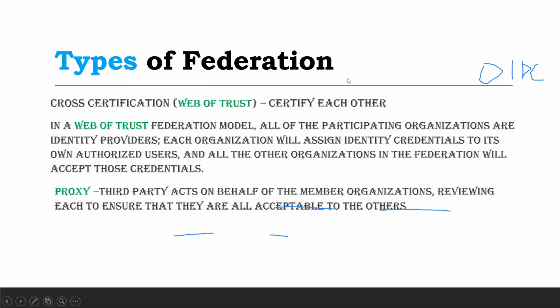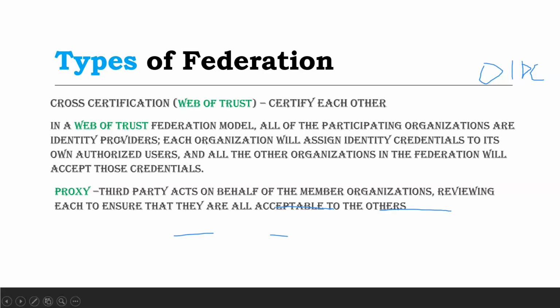So how does the trust happen? Either they certify each other, like they verify their ID, their address, their details, their GST number, their license. If they verify each other, it is known as cross verification. So in a web of trust federated model, all the participant organizations are identified. In the web of trust, there is who can perform as identity provider and who can perform as service provider. So if they verify each other, each party can work as identity provider, each organization can work as service provider.